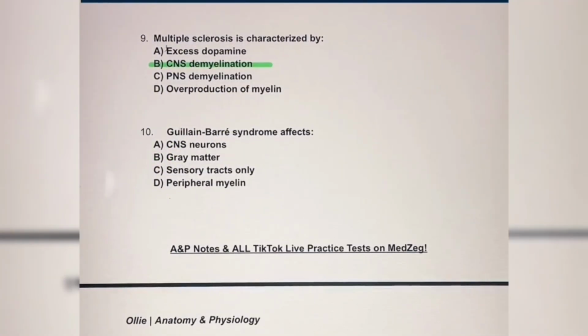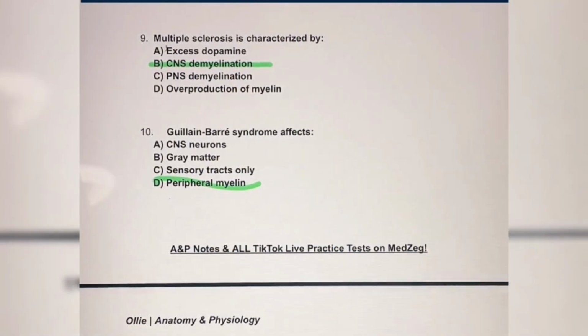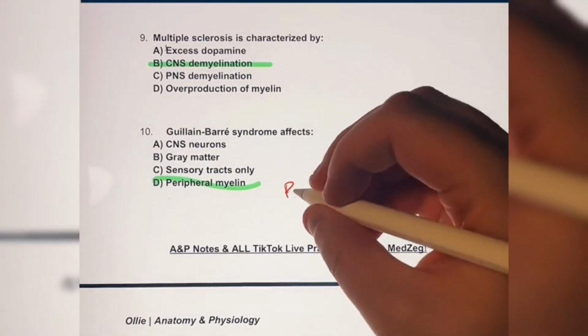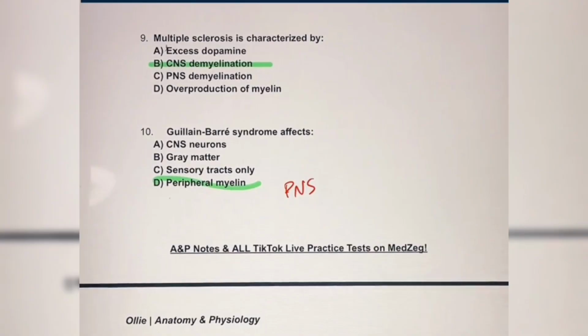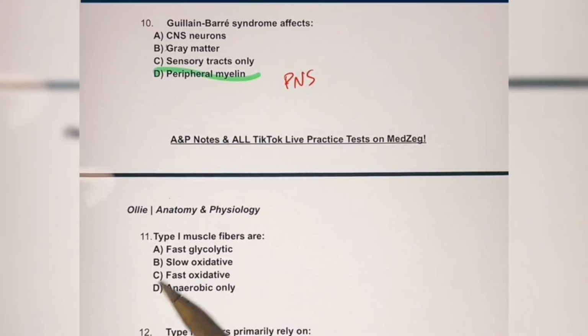Number 10, Guillain-Barré syndrome affects what? A, B, C, or D? The answer is D. It is peripheral myelin. With GBS, we have an autoimmune attack on the PNS myelin, leading to weakness and paralysis. So again, CNS, PNS.